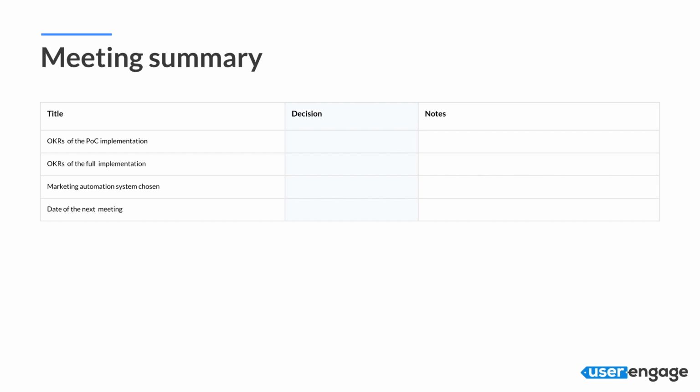Also, you have a marketing automation system chosen here. You've made that decision before. It's just to put it right here, just to confirm that, and the date of the next meeting. This is because, as I said before, it's great to have a clear date in mind, because then everyone knows how much time they have to perform all the tasks that they have to do.